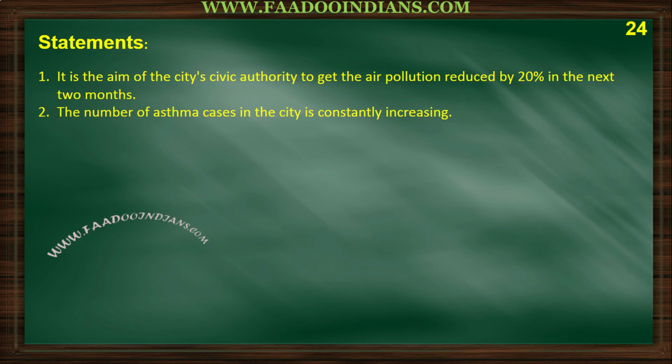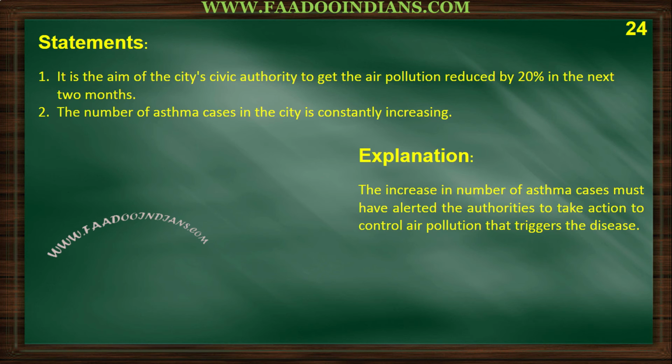It is the aim of the city's civic authority to get the air pollution reduced by 20% in the next 2 months. The number of asthma cases in the city is constantly increasing. Well, first is the effect of second, because asthma cases are increasing rapidly. Therefore, the city's civic authority made a decision to decrease the level of air pollution by 20%. The increase in number of asthma cases must have alerted the authorities to take action to control air pollution that triggers the disease. Therefore, statement 2 is the cause and statement 1 is its effect.